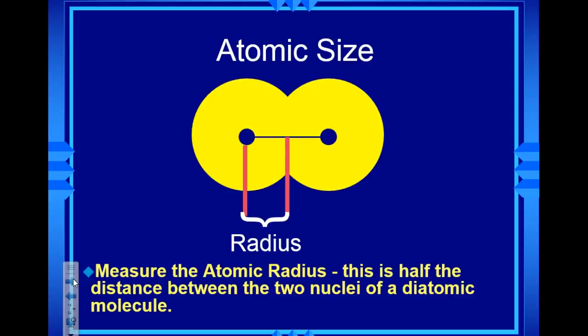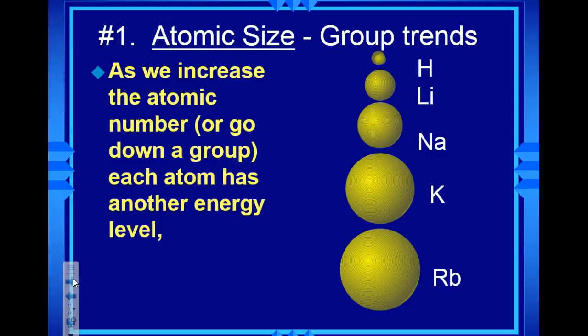When we talk about atomic radius, it is from the outer edge of an atom to the middle. Look at what happens to the atomic radius as we go down a group. We start with hydrogen, then we go to lithium, sodium, potassium, and rubidium. What's happening?